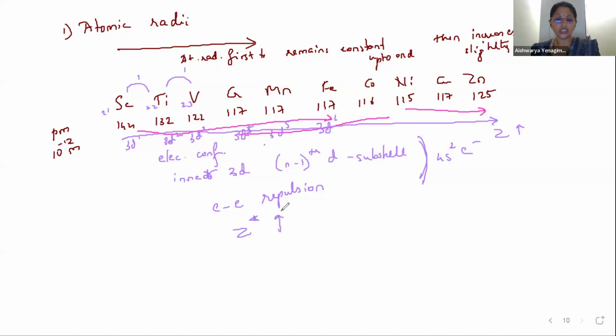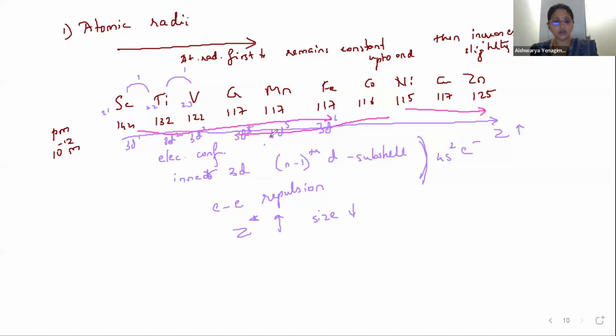As the effective nuclear charge increases, the size goes on decreasing because it will pull the electrons much more strongly. When the effective nuclear charge is higher, the electrons are pulled much more strongly, therefore size goes on decreasing, and you can see here the decrease in size.